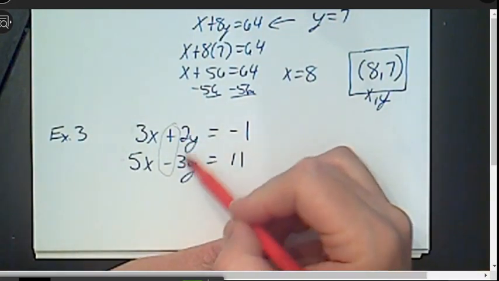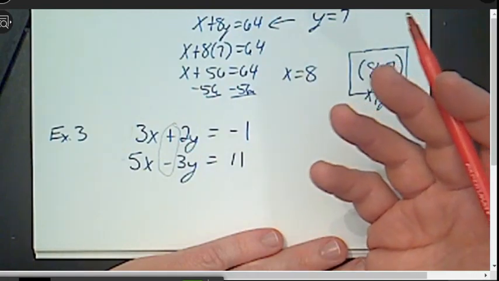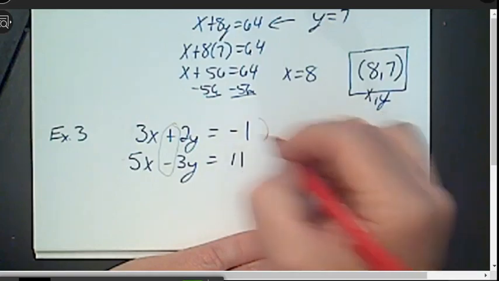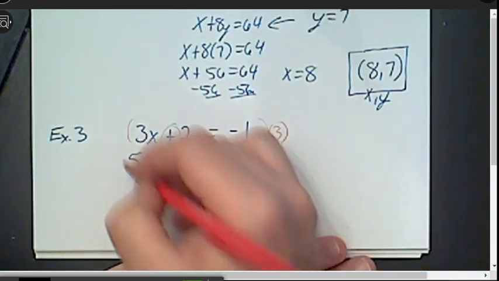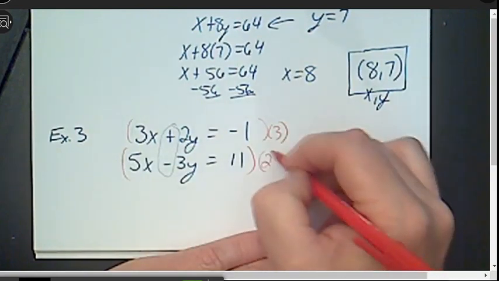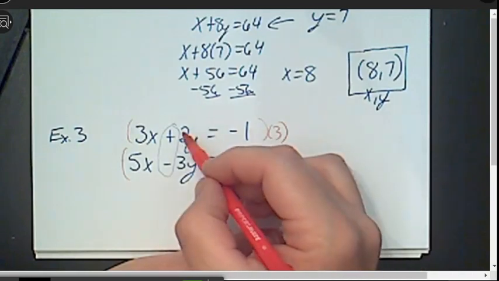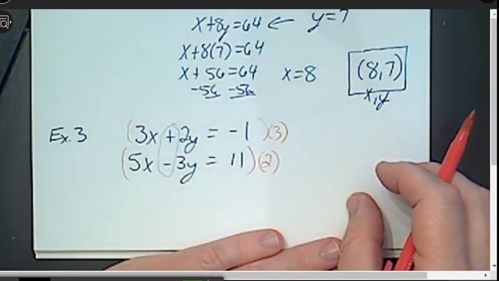Since this is 2 and 3, the first number they have in common, the first common multiple, would be 6. So we're going to take everything in this equation and multiply by 3 to make it 6. We're going to take everything in this equation and multiply by 2, so this would also be 6. Then that will make that a positive 6, this will be a negative 6, and then we can add those two equations together and find the numbers that we need.